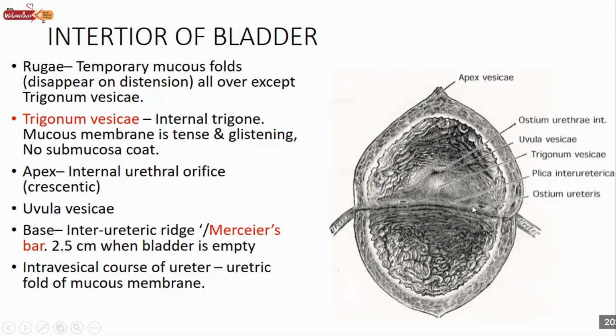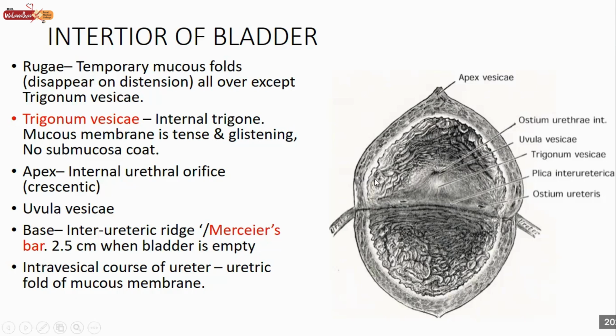This is called the trigonum vesicae. Trigonum means triangular, vesicae of the bladder. You can see this triangle has 3 sides and 3 angles. It is the area where no folds are present and the mucous membrane is tense, glistening, and adherent to the underlying surfaces, and there is no submucous coat. The apex of this trigone is formed by the opening of the urethra, the ostium, the urethral opening.